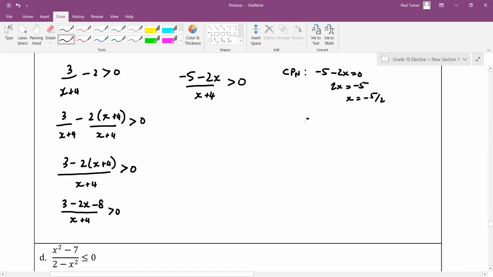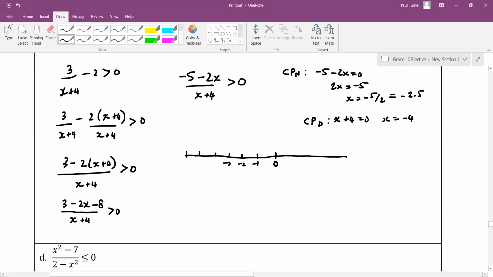And the denominator will be x plus 4 equals 0. So x equals -4. All right, so we'll make our graph, number line. So we've got 0 here. This is -2.5, isn't it? So we got 1, 2, 3, 4, 5, 6. So -1, -2, -3, -4, -5, -6.